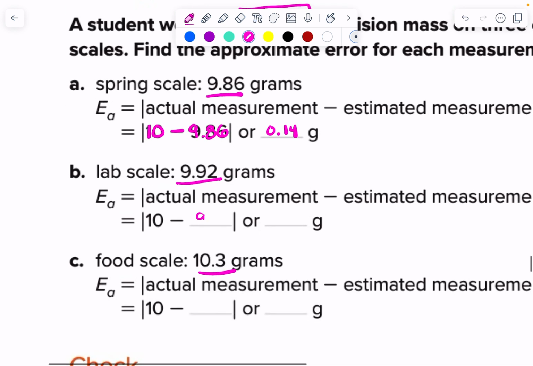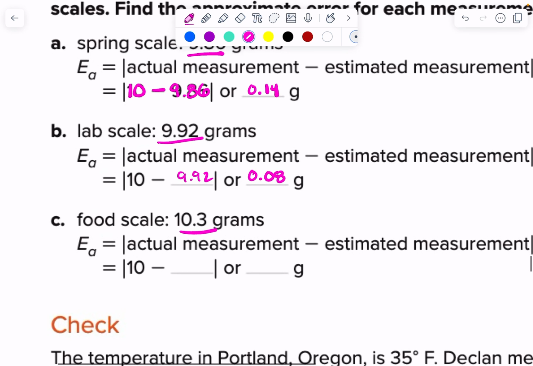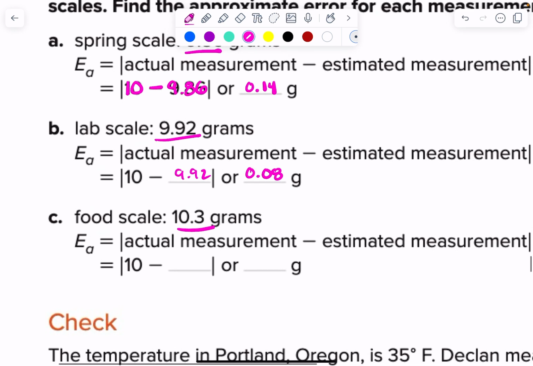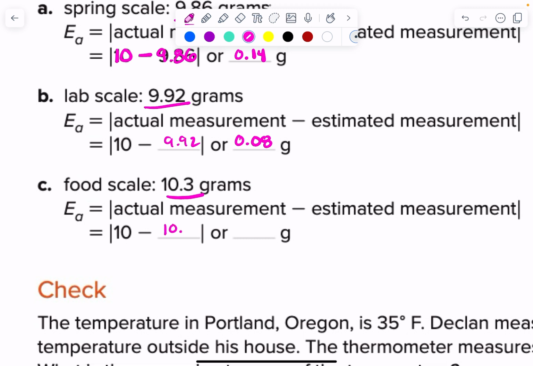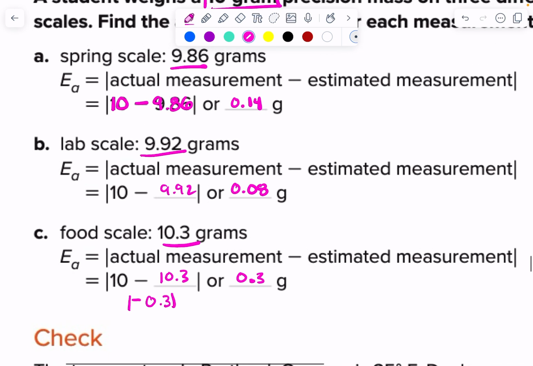This one, if I subtract 9.92, what I got versus what it should be, that is 0.08, and this one I'm subtracting 10.3, which is a negative 0.3, but I'm taking the absolute value, so it is off by 0.3. Doesn't necessarily matter that it's overestimating. It is off by 0.3. So which of these scales is the best, right? Which one is the best? The one that's off by the least amount. So the food scale is considered the best one.